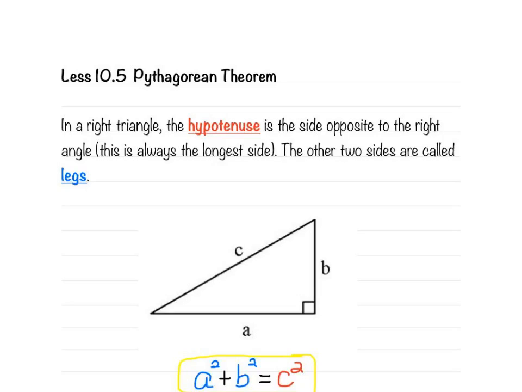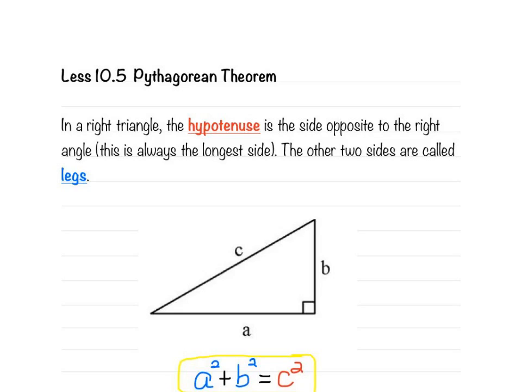Lesson 10.5, Pythagorean Theorem. In a right triangle, the hypotenuse is the side opposite to the right angle. So, opposite the right angle, that would be the hypotenuse. This is always the longest side.